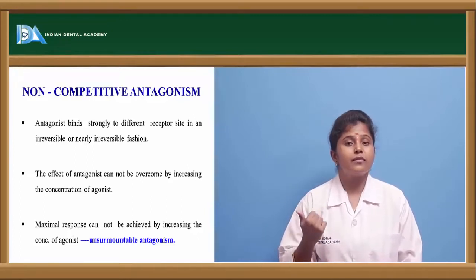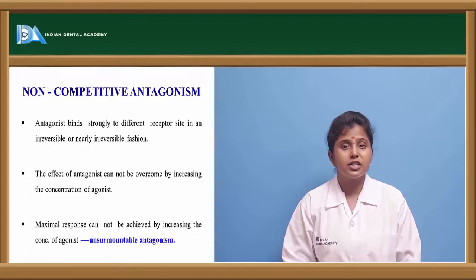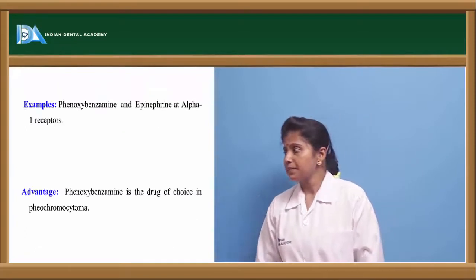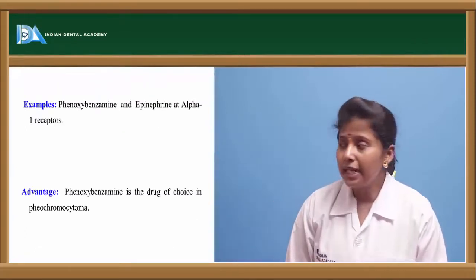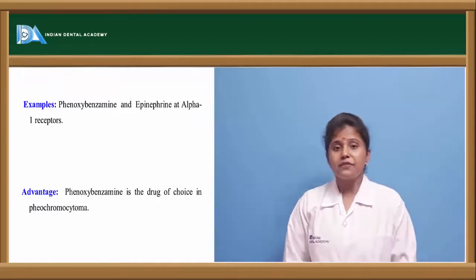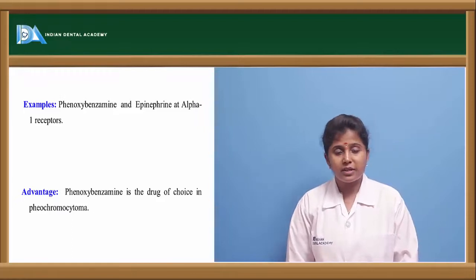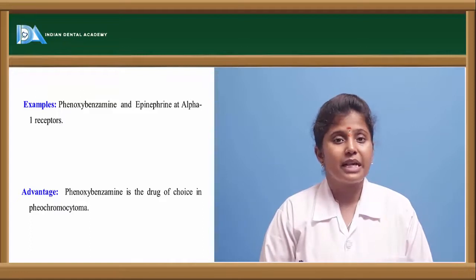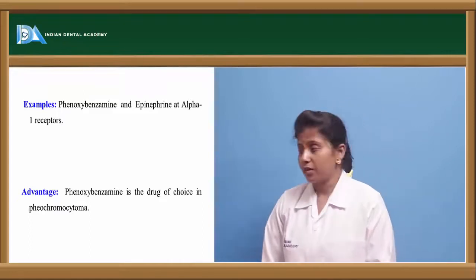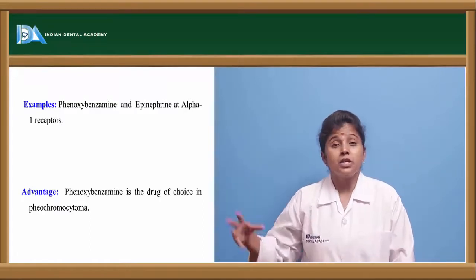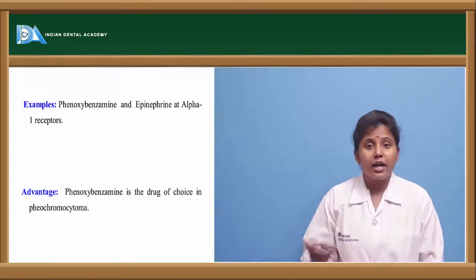So even if we increase the agonist concentration, the action or efficacy of the agonist is not altered, and the action is irreversible. If we see examples, there are drugs like phenoxybenzamide and epinephrine at alpha-1 receptors. Phenoxybenzamide binds to alpha-1 receptors, and epinephrine also binds to the alpha-1 receptors, but the action of epinephrine is not observed. The other point is that phenoxybenzamide is the drug of choice in pheochromocytoma. So this is an additional advantage of this drug.